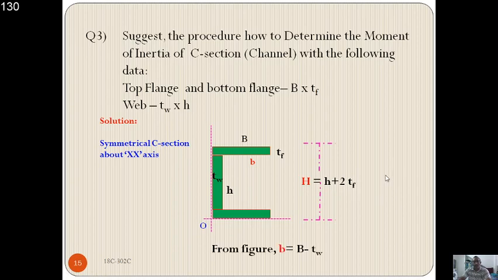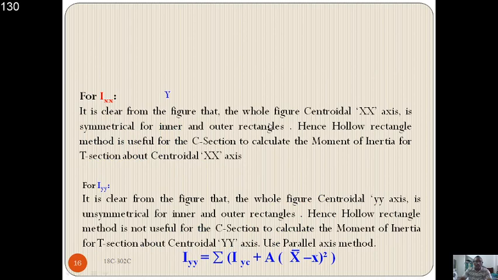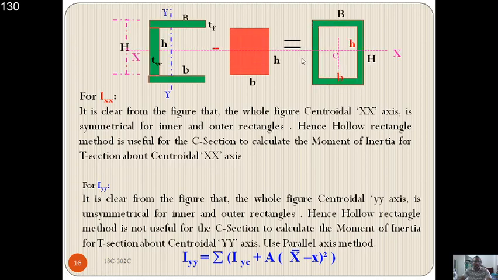Now let us move to the hollow rectangle method, checking whether it is possible or not. For the IXX case, draw the hollow rectangles so that it can be easily understood. Now I am taking the portion as hollow. This is the portion which is similar to this one. So the entire section, if I minus this portion, will be converted into the hollow rectangle portion.